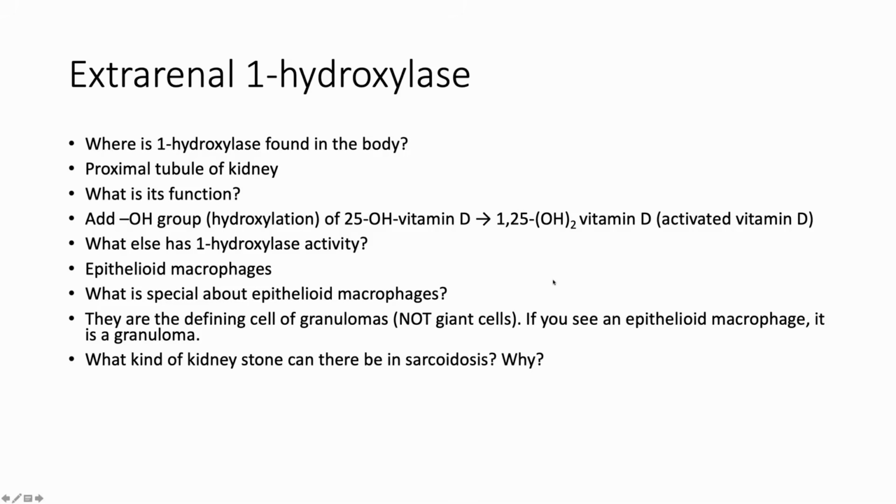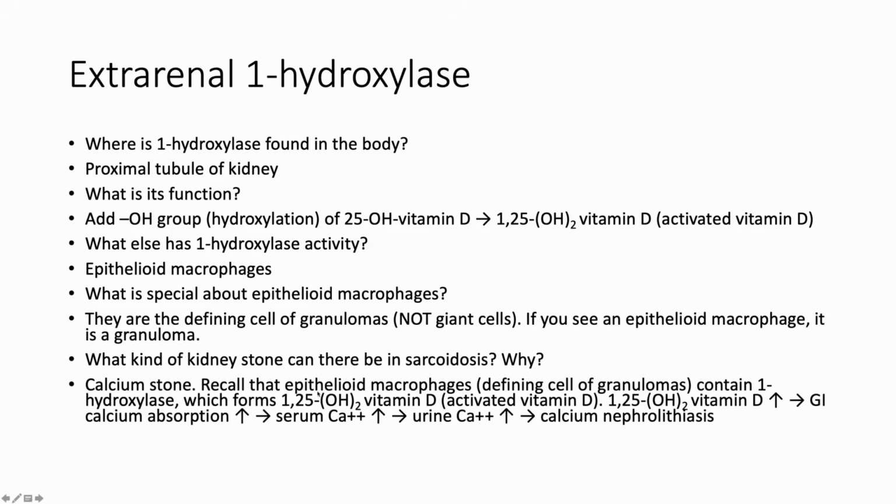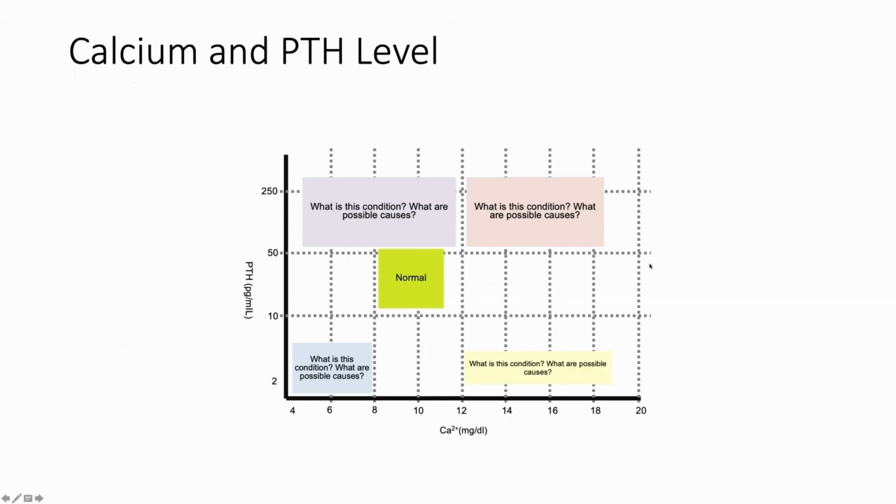Yeah, exactly. So you can see hypercalcemia. Epithelioid macrophages, finding solid granulomas, have 1-alpha-hydroxylase. So you get more activated vitamin D. More activated vitamin D means more calcium absorption in the gut, which means more urine calcium, which means you could get calcium stones. Nice. Well done. That's really good. Perfect. Okay, so let's go through this list.